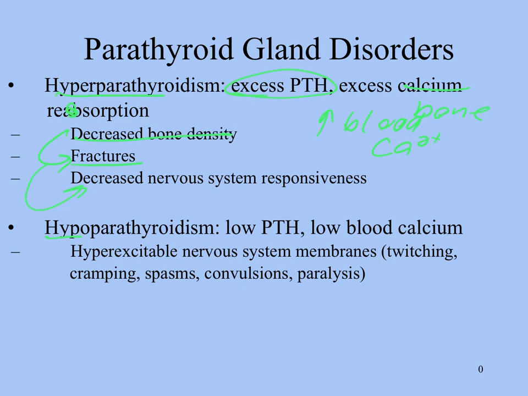In the case of hypoparathyroidism, where we don't have enough parathyroid hormone, we're not resorbing enough bone. Therefore, blood calcium is going to tend to be low. The main effect from that, hyperexcitable nervous system membranes. So if too much calcium brings the resting membrane potential to more negative, less calcium brings the resting membrane potential to more positive, or closer to the threshold for action potential, and so the nervous system is going to be more hyperexcitable, resulting in things like twitching, cramping, muscle spasms, and even paralysis as a result of tired out muscles.